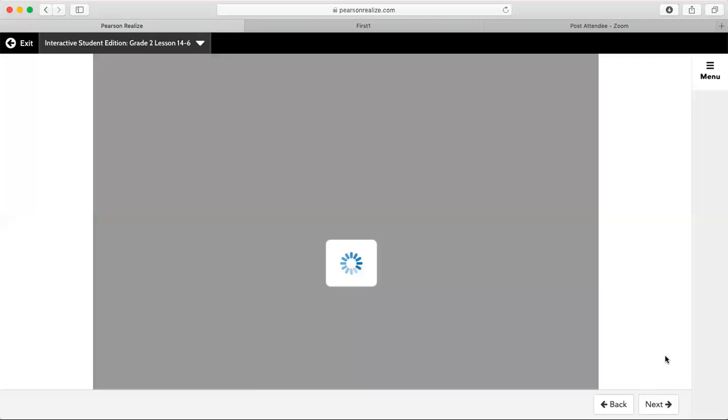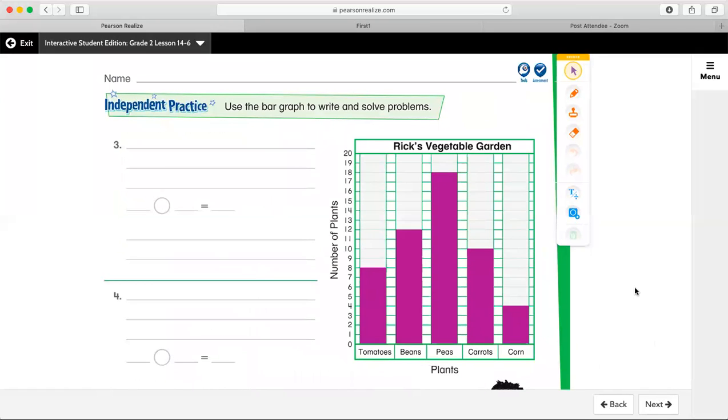Now, when you turn the page, it's going to look a little intimidating because there is nothing here, okay? But you're going to do exactly what I just did with you. So if you look, we have Rick's vegetable garden. He has tomatoes, beans, peas, carrots, and corn. And now is kind of your opportunity, kiddos, to become the teacher. So you're going to write your problem. For example, how many more peas are in Rick's garden than carrots? Then you're going to solve, and you're going to write, there are blank more peas than carrots. Okay, very simple.